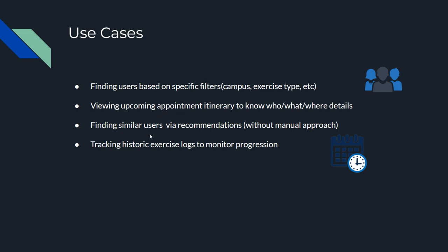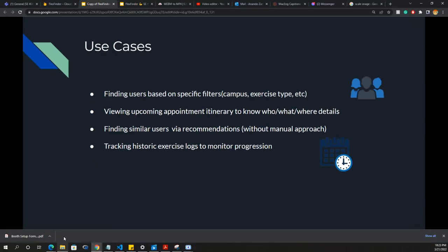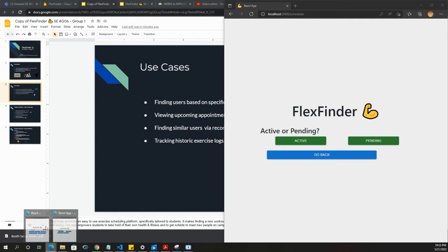In addition, we would also want to showcase user recommendations so that they're not always having to search other users. They're able to see other users that are recommended to them that have similar exercise types or they go to the same school. In addition, we also want to showcase historic tracking so that we can see the user progression. So I'll showcase the demo of the application right now.